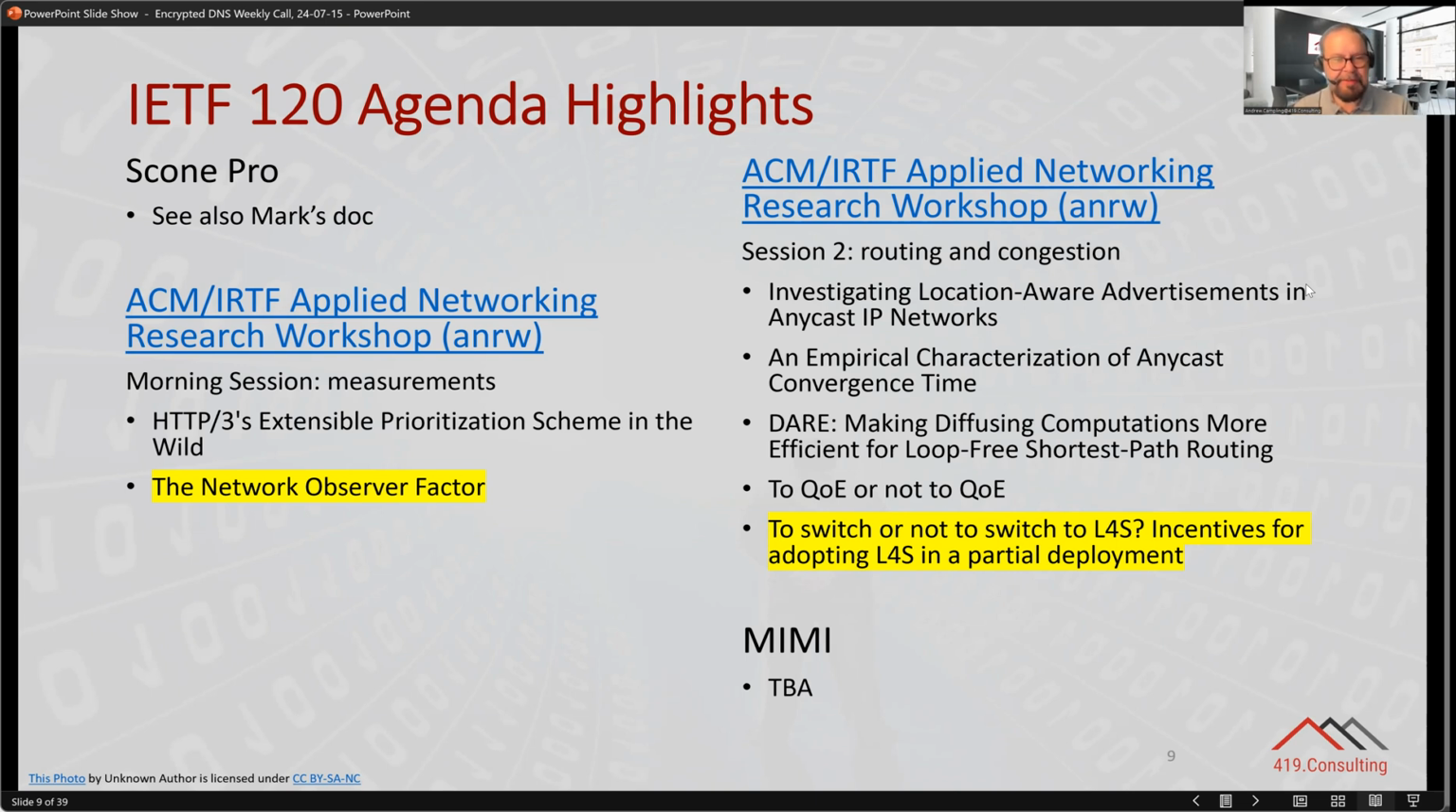Also in session one, that's the first of the applied networking research workshops. And I thought the network observer factor looked like an interesting topic on the agenda for that first session. And then that segues neatly into session two of the, I think there are 4 applied networking research workshops. So session 2 is next. And again, the one that caught my eye at the bottom there, you'll see, is to switch or not to switch, L4S incentives for adopting L4S in a partial deployment. So that's a low latency protocol, something which I know Jason Livingood, amongst others, has been very keen on over the last couple of meetings or so in the IETF.